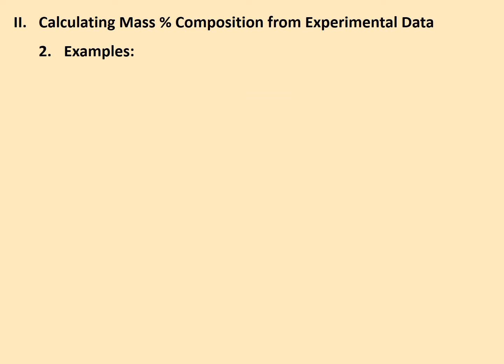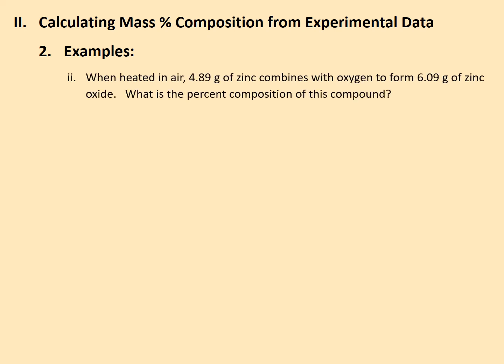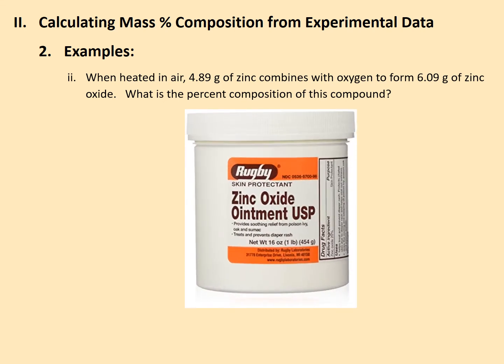All right, so let's take a look at a second example where we calculate the mass percent composition from experimental data. We're told in this problem that when heated in air, 4.89 grams of zinc combines with oxygen to form 6.09 grams of zinc oxide. We're asked to find the percent composition of this compound. We're dealing with the compound zinc oxide, which is a common component found in sunblock, as well as the active ingredient in skin creams used to heal rashes.